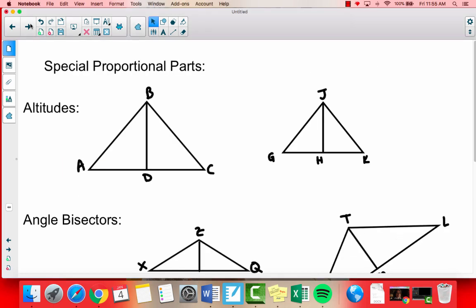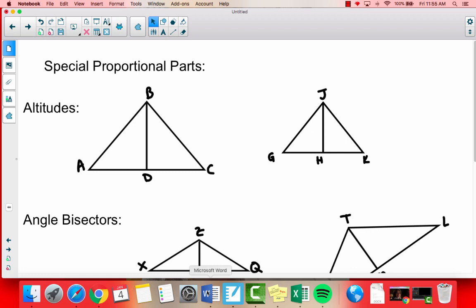The last part of the notes is going to be referring to the 3 special segments that can be drawn into triangles that create proportional parts. And I've got these 3 listed here. You're going to want to draw them into your notes so you have them to refer back to. We're going to be just setting proportions up every time, and what you should notice is that each rule is basically going to be set up the same way. So the only difference is you just have to be able to identify what special segment you're working with, because if you can do that, then you can set up a proportion the same each time.